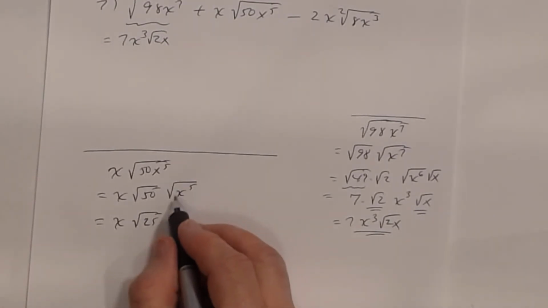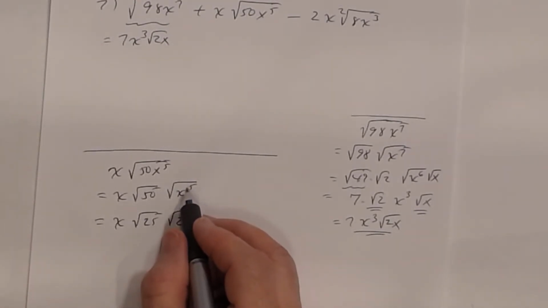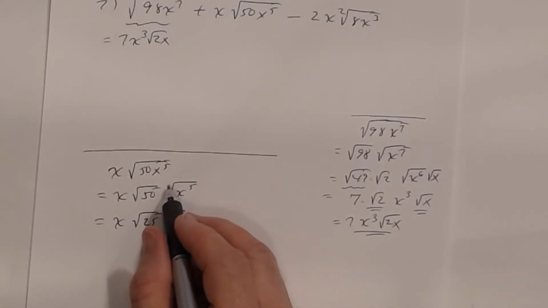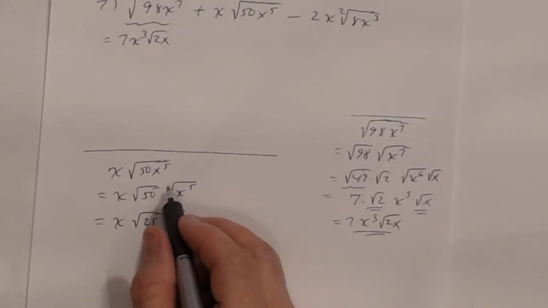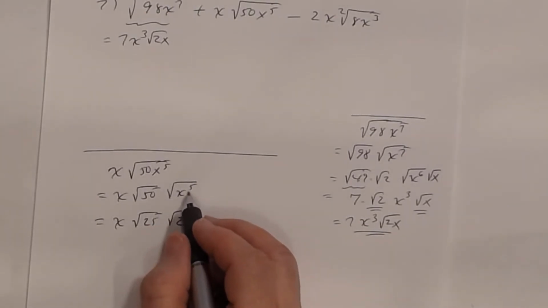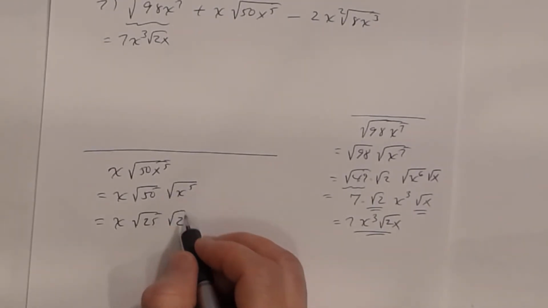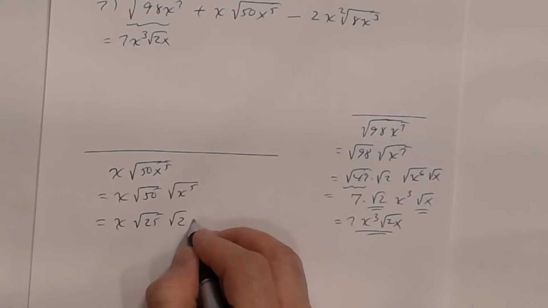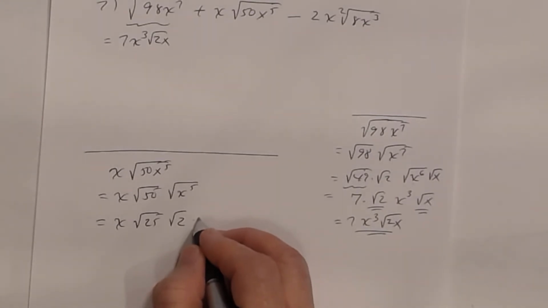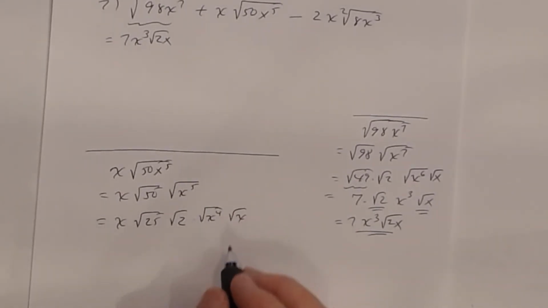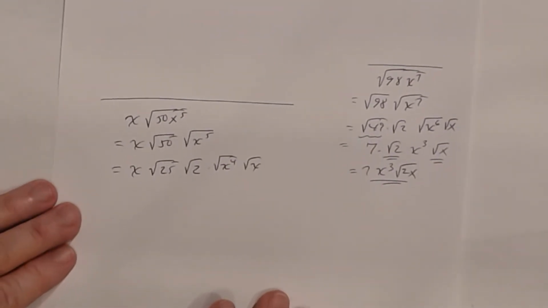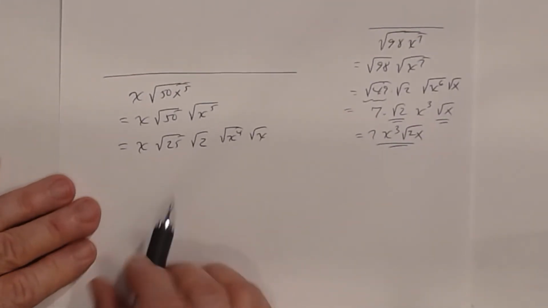Now I can simplify the square root of x to the 5th because the exponent 5 is greater than or equal to the index, which is 2. But it's not that simple because 5 is not divisible by 2. So ask yourself, what's the largest whole number less than 5 that's divisible by 2? The answer is 4. So I'm going to write this as the square root of x to the 4th times the square root of x.